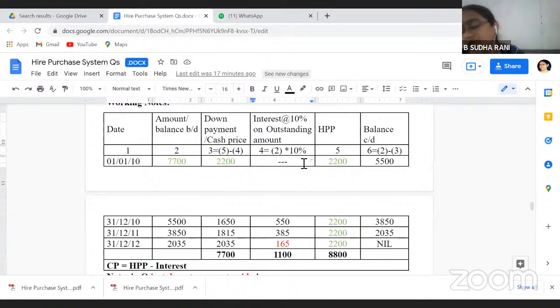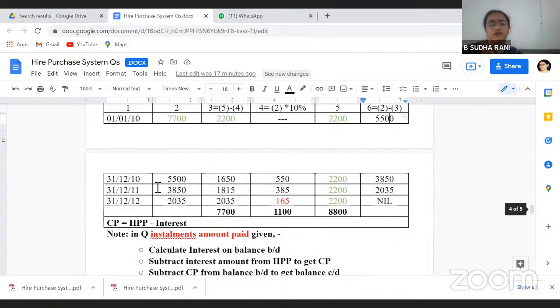Generally, interest will be charged at the end of the year, and then the payment will be deducted. But on the down payment, you don't charge any interest, nil. So from 7,700, if you minus the down payment 2,200, how much cash balance is left to be payable? 5,500. So at the first year ending, the cash balance to be payable is 5,500.